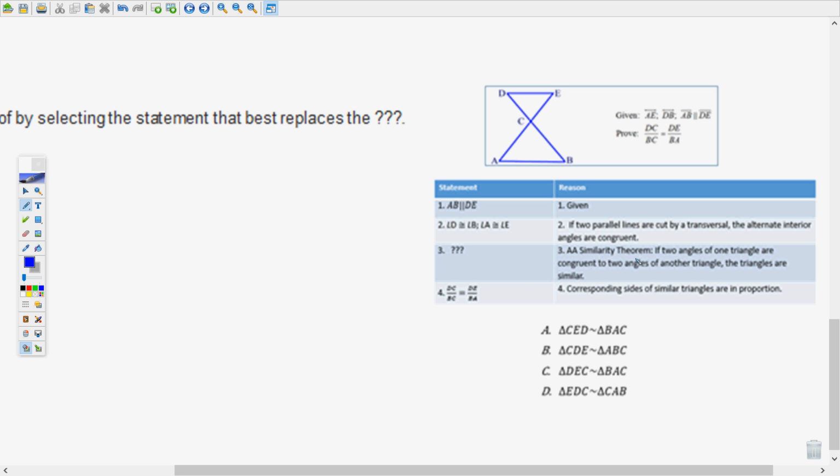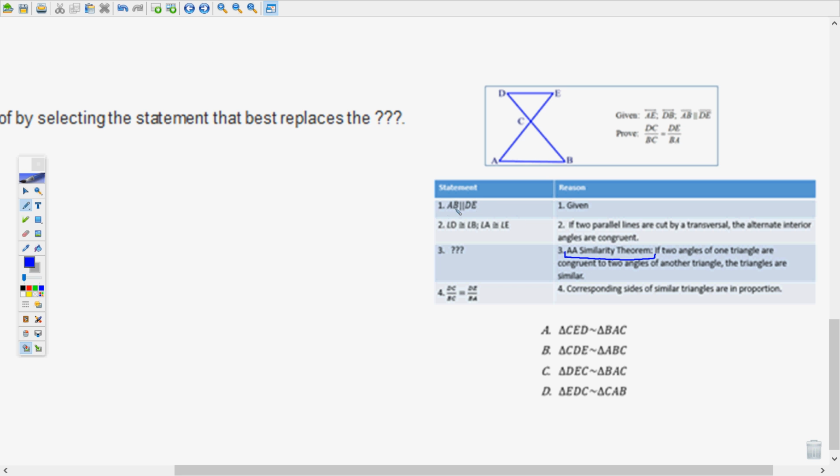Angle-angle similarity theorem: if two angles of one triangle are congruent to two angles of another triangle, the triangles are similar. So that's what we're trying to prove, or what the statement is going to be is, by the angle-angle similarity theorem, two triangles that are similar. That's what we're trying to state.